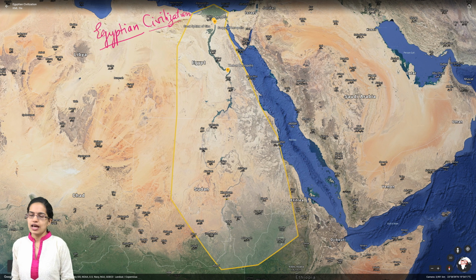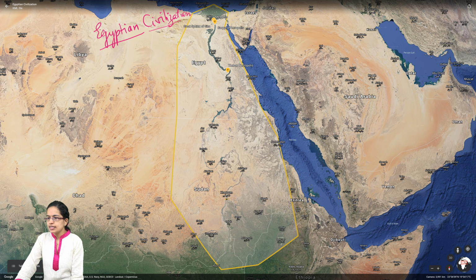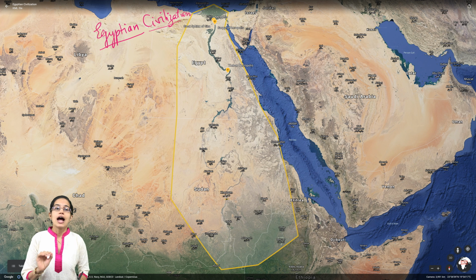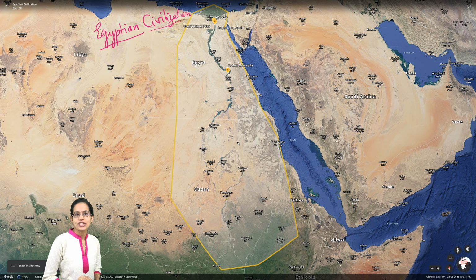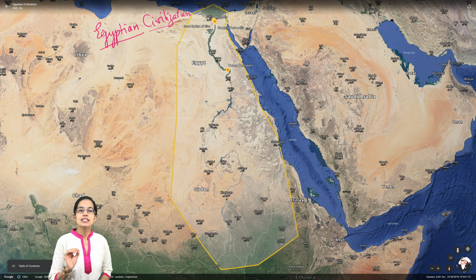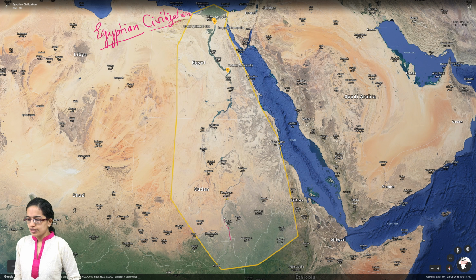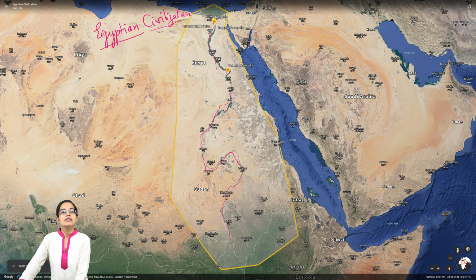Now, Egyptian civilization, as you can see here, is in the desert area of Africa. Within this desert area, one major river flows through, and Herodotus, a Greek historian, rightly called it the gift of the Nile. As you can see with the markings of the pen here, this is the path of the Nile river. The present day regions of Sudan and Egypt are drained by the Nile river.